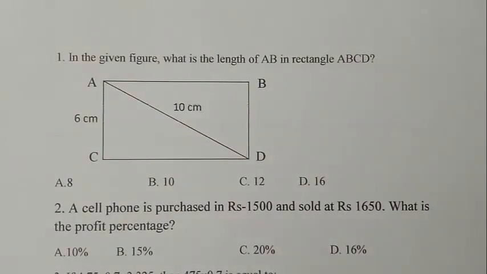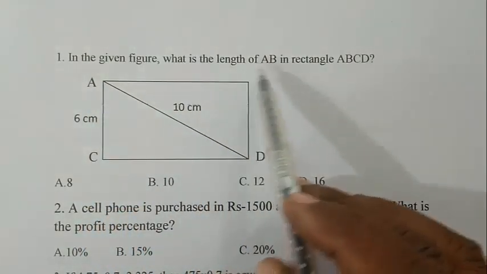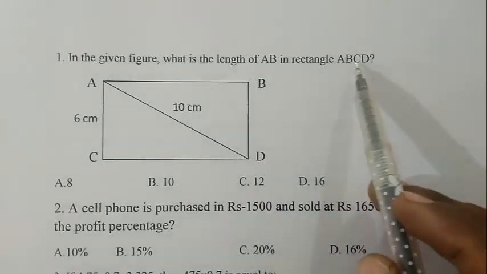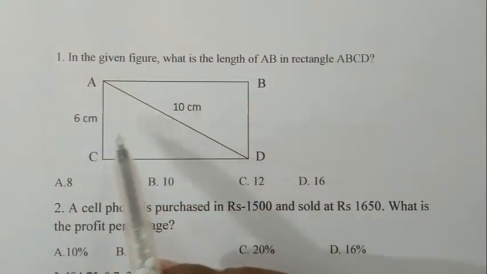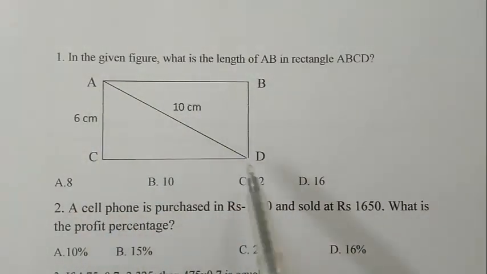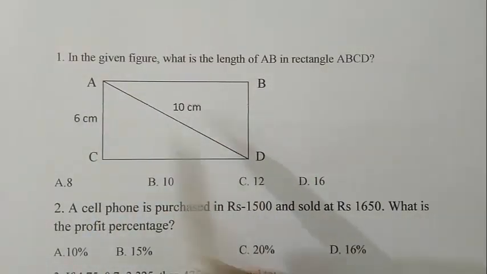Question number 1. In the given figure, what is the length of AB in rectangle ABCD? If we closely watch the rectangle ABCD, we find that AC equals 6, AD equals 10. We have to find CD.